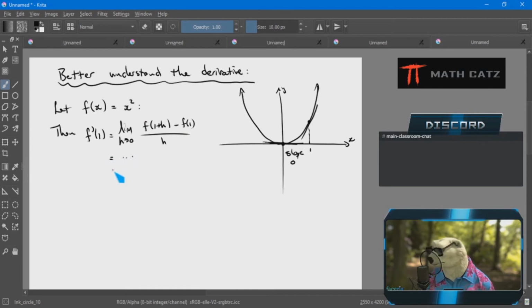I'm going to leave you to it. You go through the motions, you do the whole song and dance. It takes a couple of minutes, if not more. You get a 2. So the slope is 2.